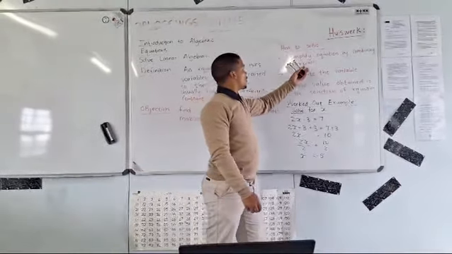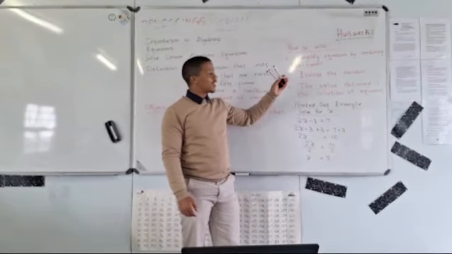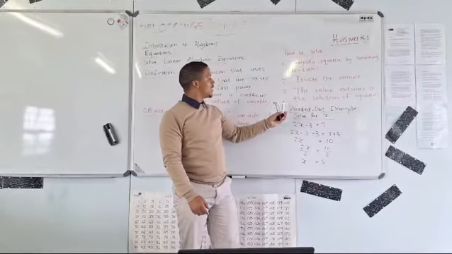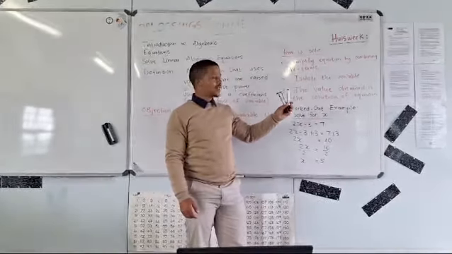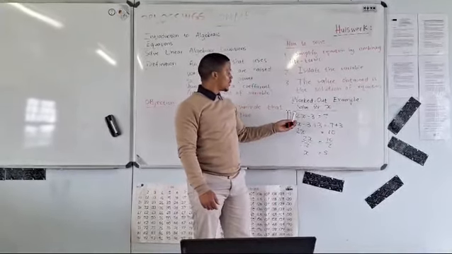You have to simplify the equation by combining the like terms. Number one. Number two, isolate the variable. Number three, the value obtained is the solution of the equation. Now let's look at a worked out example.